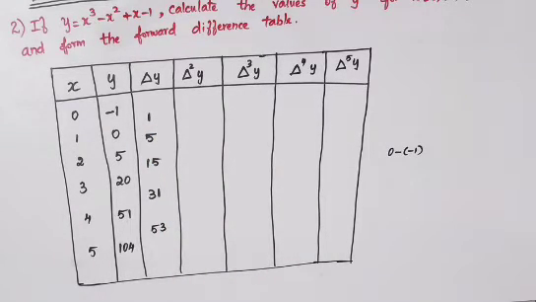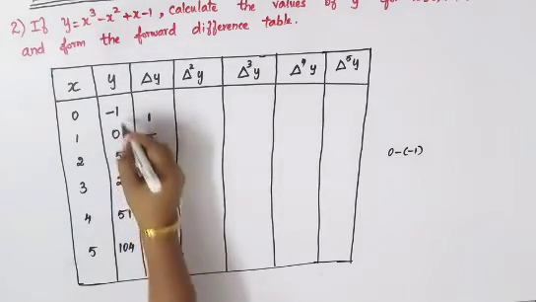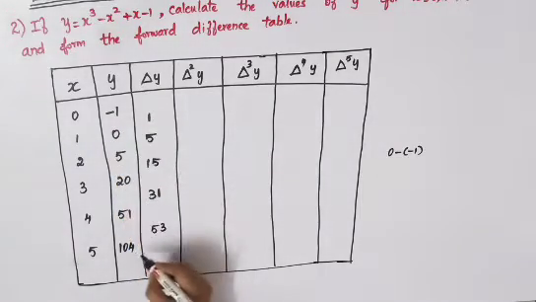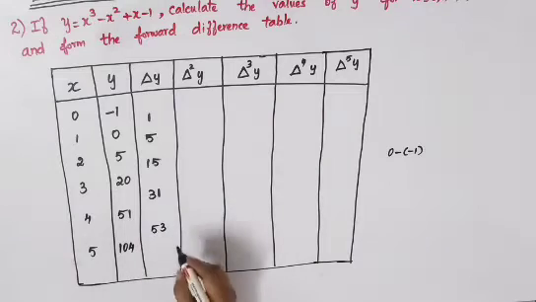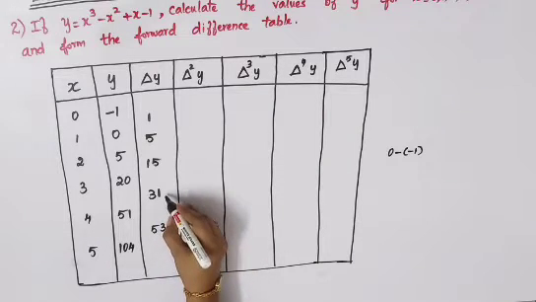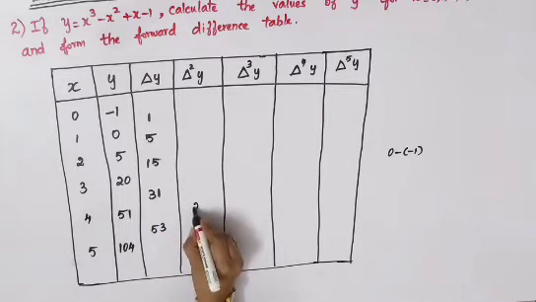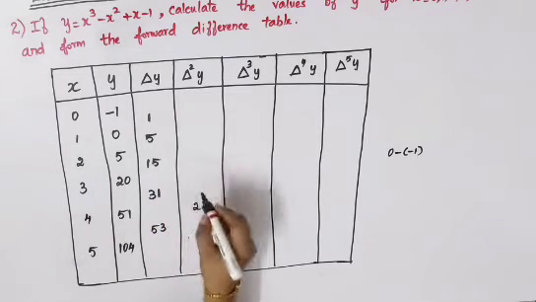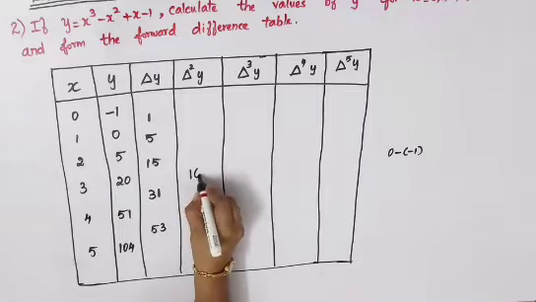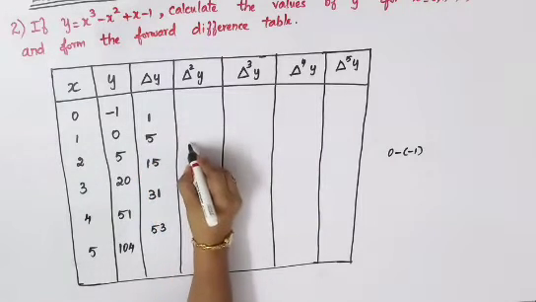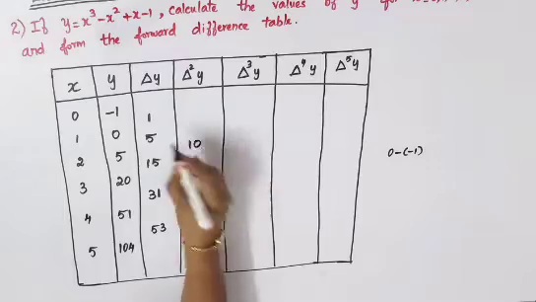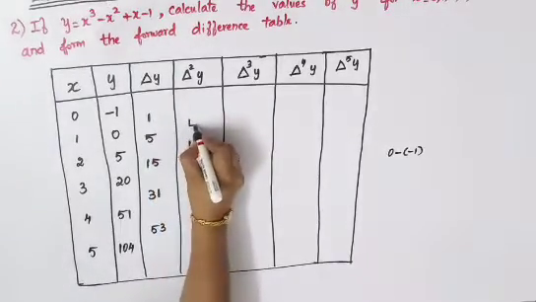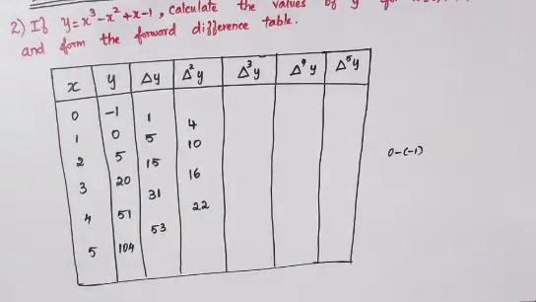Now going to your next, delta square y. Again you can subtract from here also, but you might make mistakes, so I am just going from down to top. So it is 53 minus 31, you will get 22. Write it in the middle of those two numbers. Then 31 minus 15 you will get 16, middle of these two numbers. 15 minus 5 you will get 10, middle of these two numbers. 5 minus 1 is 4, so middle of these two numbers. So your delta square y is over.